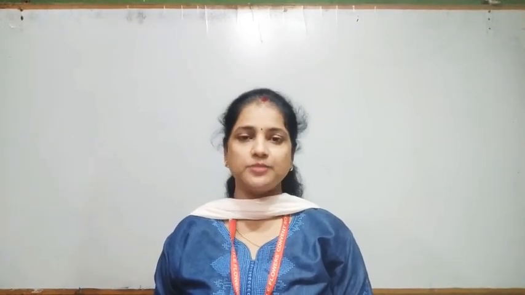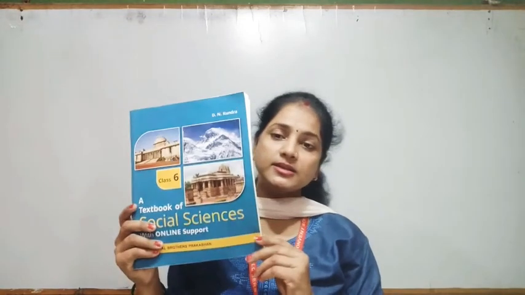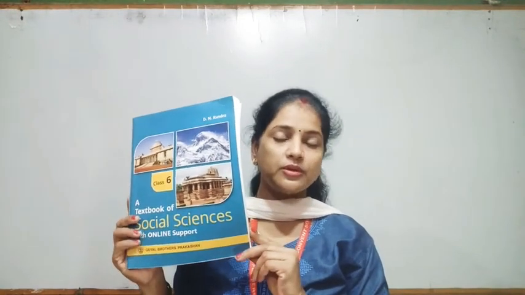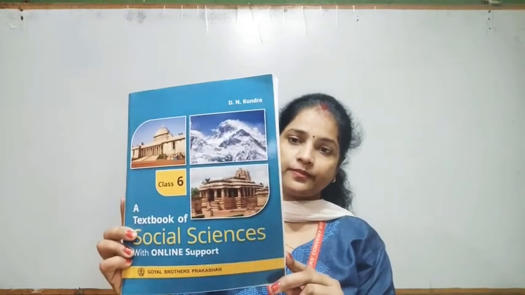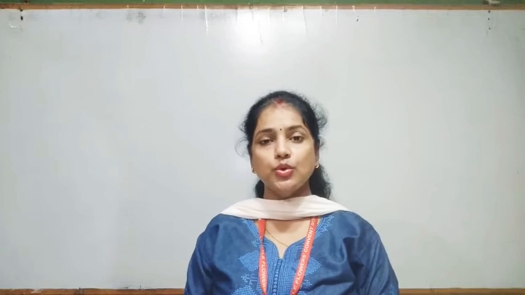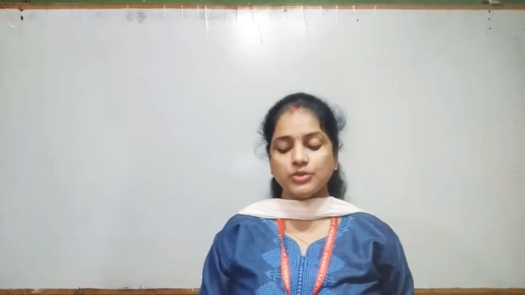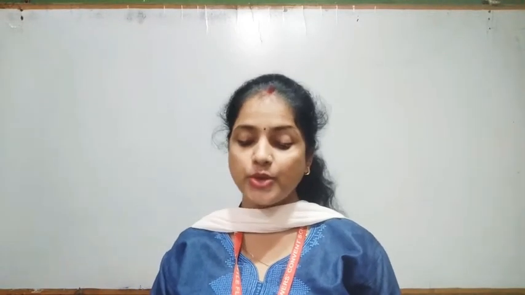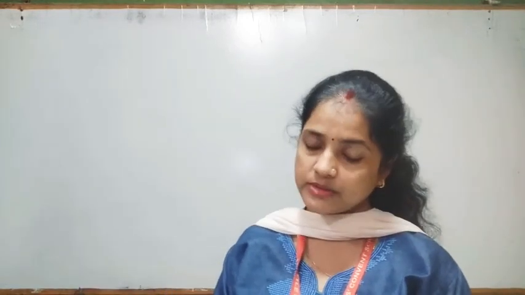Firstly, I want to show your SST subject book. This is your SST subject book. Just look at it. After this, I want to show your first semester syllabus. Students, your SST subject is divided into 3 units: history, geography and civics. So let's start our first unit.